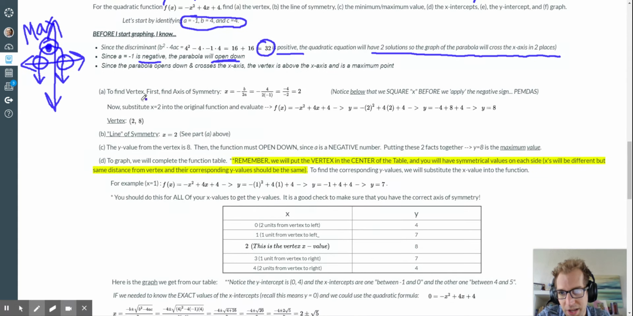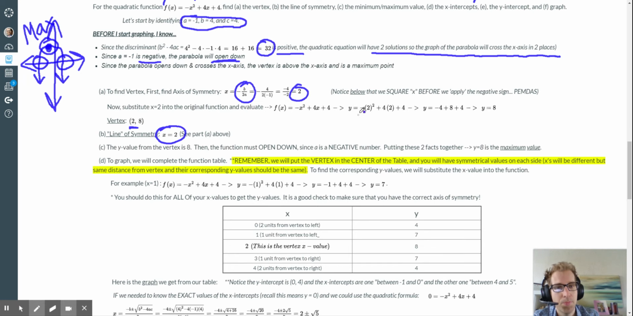So for part A, to find the vertex, you first need to find the axis of symmetry. x equals -b over 2a. You end up getting x is equal to 2. Which, of course, is going to end up being our axis of symmetry for part B. But for now, that means you have 2 comma something for your vertex.